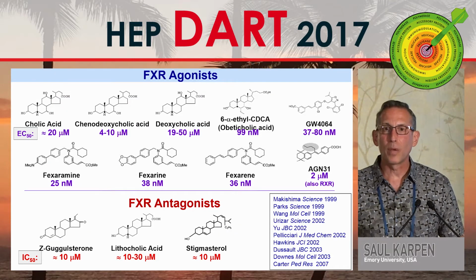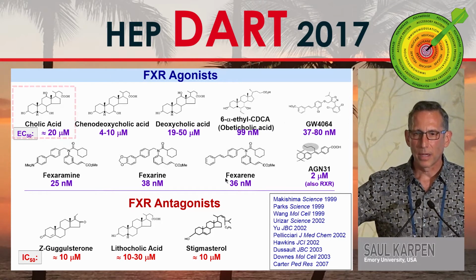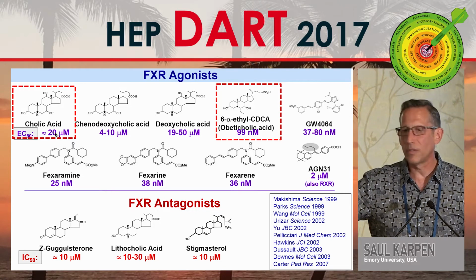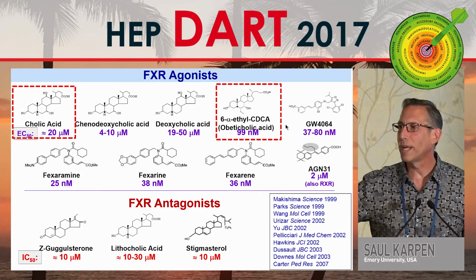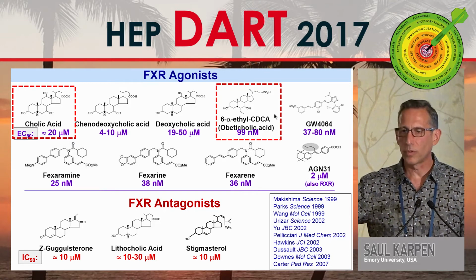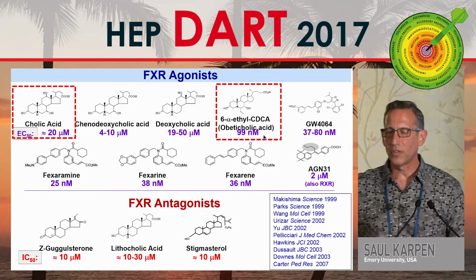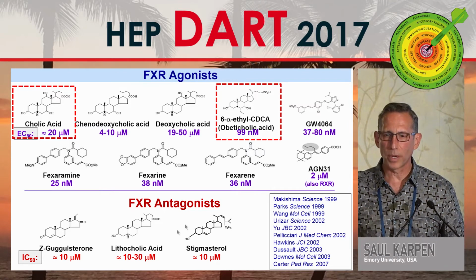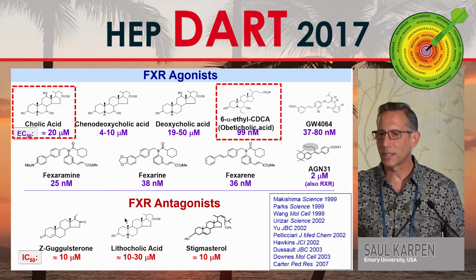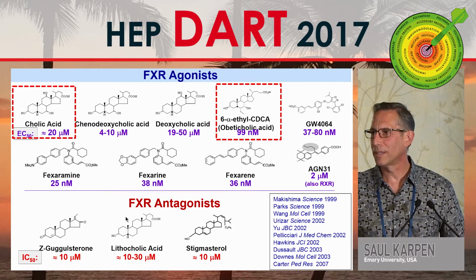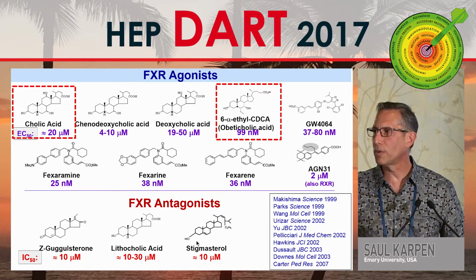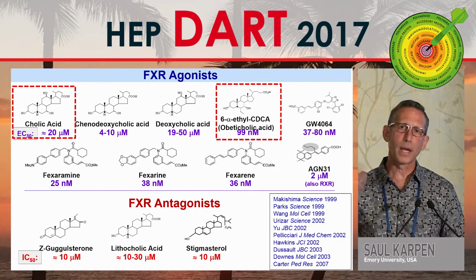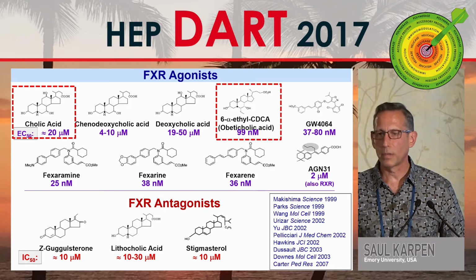So here's a slide of some of the FXR agonists that are out there. I'm going to mention 2 of these and I'm going to box them. Cholic acid, the natural one, has an EC50 of around 20 micromolar, and obeticholic acid, which has been FDA approved for PBC, has an EC50 for FXR of about 99 nanomolar. There's other ones as well, and some people in the room have been working on them. There's also FXR antagonists. Some of them are actually in the diet. Some of the phytosterols are actually pretty potent FXR antagonists as well. So there's a whole interplay that goes on between diet and FXR as well.